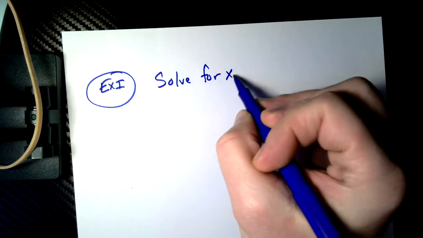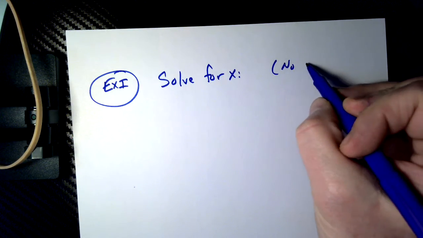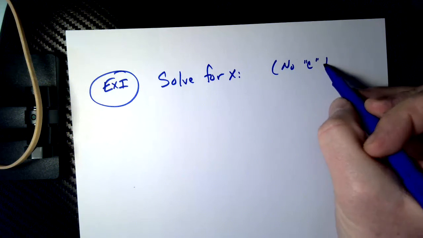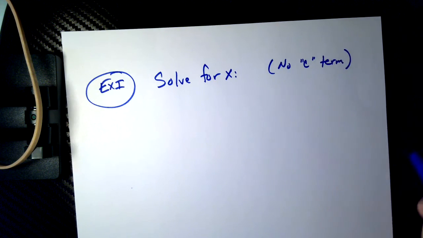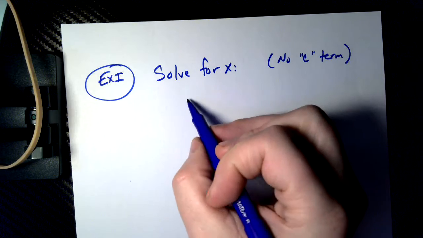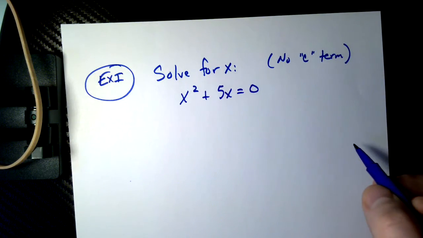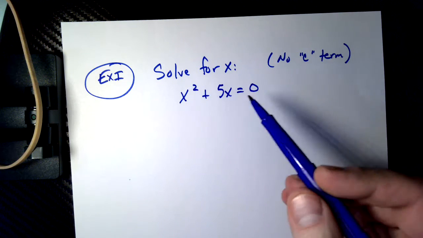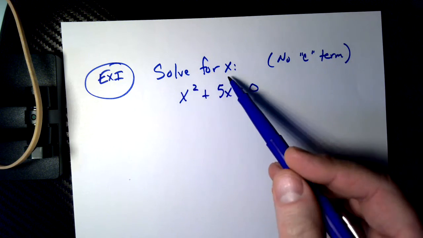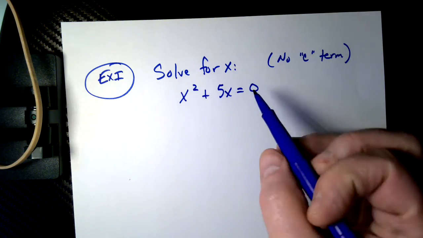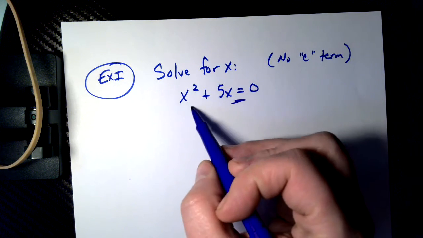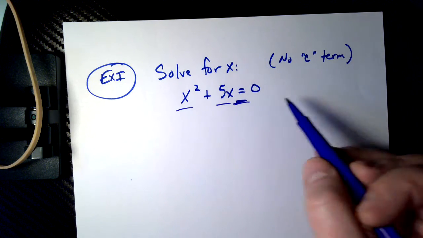Solve for x. This is an example where there's no c term. There's no constant term. I got x squared plus 5x, and that equals 0. You could do the quadratic formula. A is 1, B is 5, C is 0. Like, this part's missing, the C part's missing.